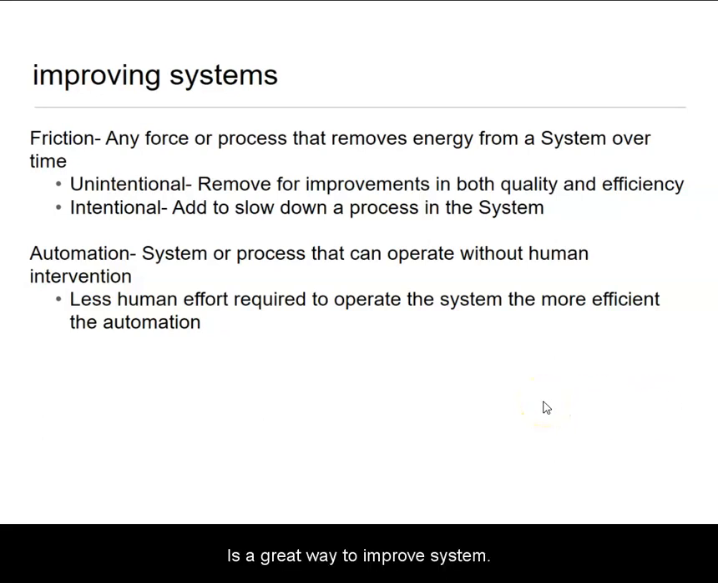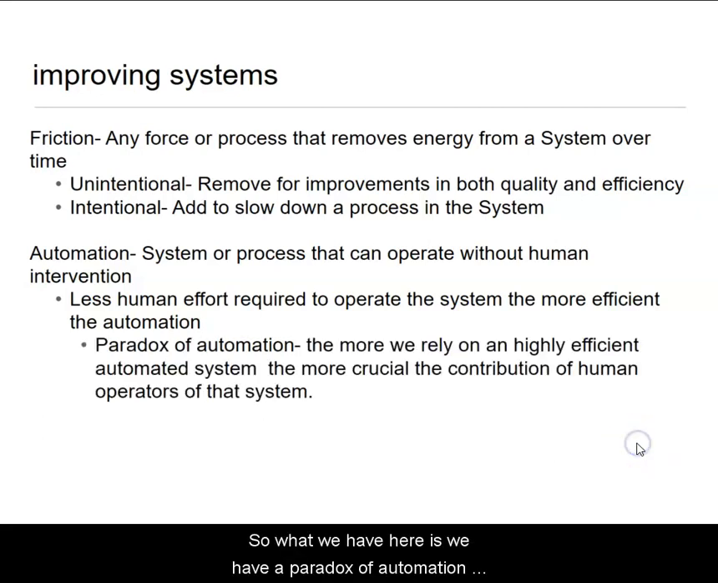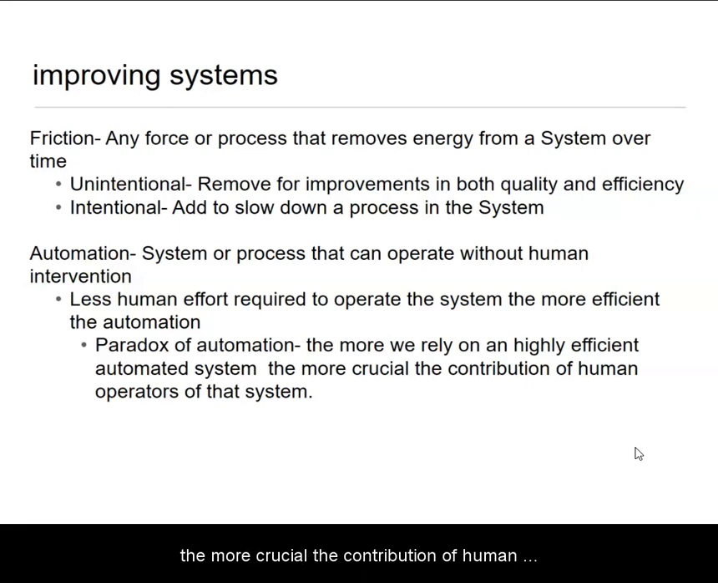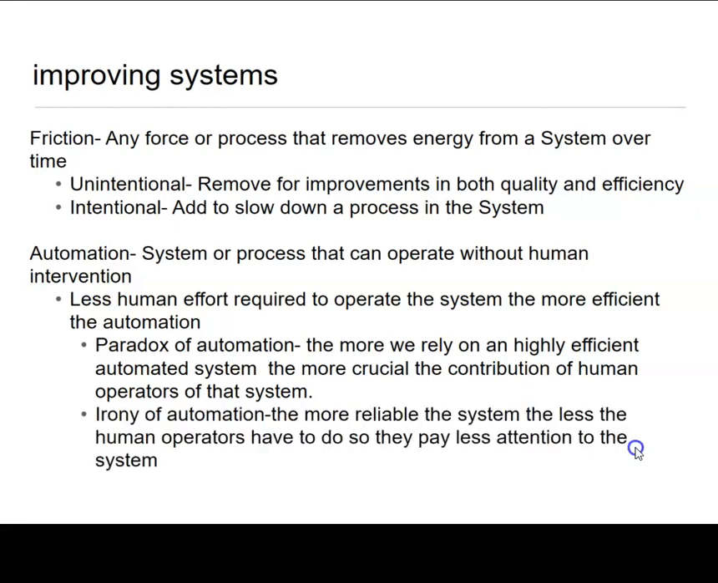Automation is a great way to improve systems because the greatest cause of problems is humans. Right? Highly automated systems, however, take quite a bit of people to manage. And so what we have here is a paradox of automation. The more we rely on a highly efficient automated system, the more crucial the contribution of human operators to that system. And the irony of automation is that the more reliable the system, the less the human operators have to do, so they pay less attention.